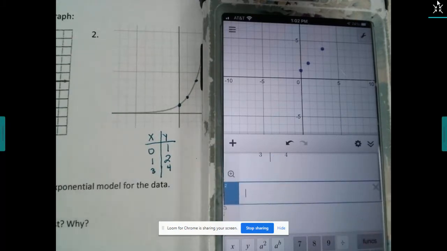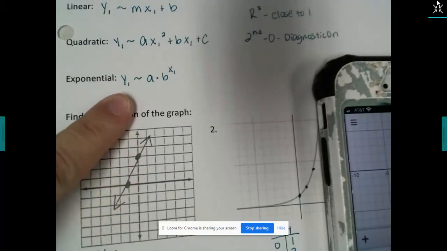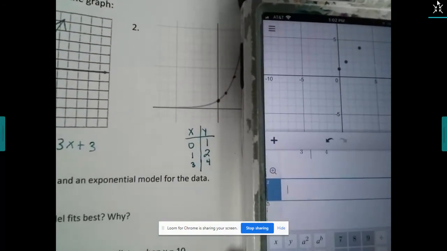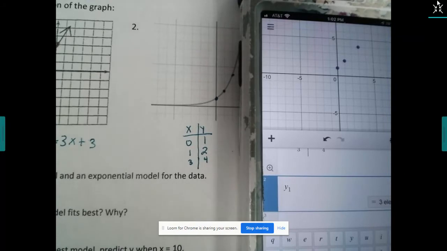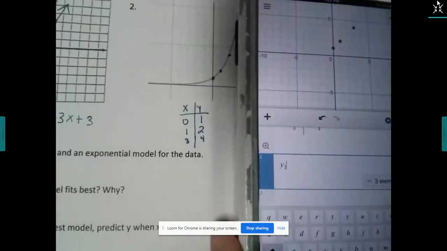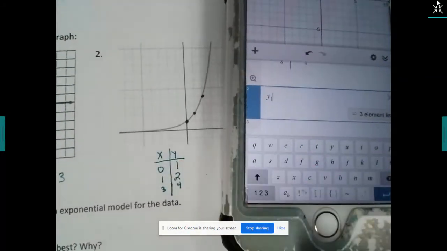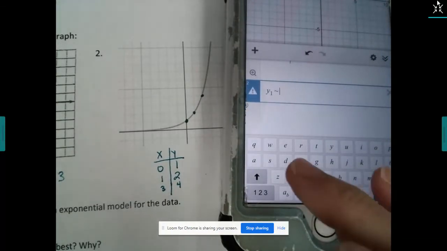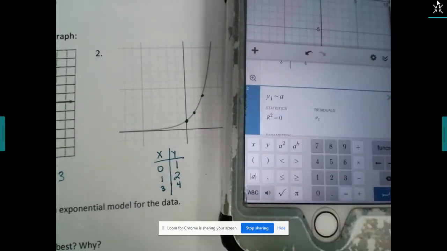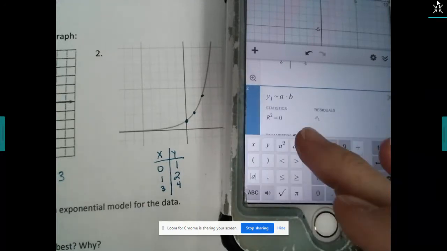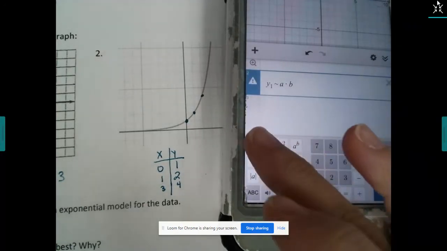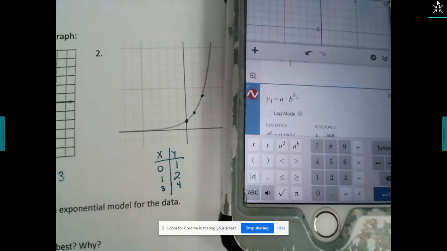But we know by looking at this graph that it is an exponential. So I'm going to type in my exponential model. So y1, squiggly. So again, you click ABC down here at the bottom. A times B. And then in the exponent, you want x1.